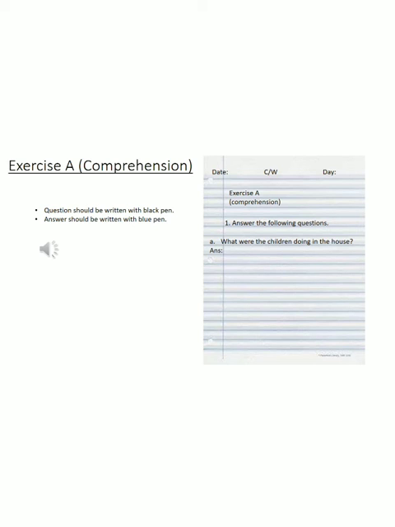So first we need to write date, classwork and day. Exercise A, comprehension in the bracket with the black ink pen. Now we are going to write question number 1, answer the following questions, with the black pen, and A part, what were the children doing in the house, with the black, and the answer with the black. But the answer of this question will be with the blue ink pen. You have to write the answer of this question with the blue ink pen, and when you complete the answer, leave one line and then move to the next line to write another question.